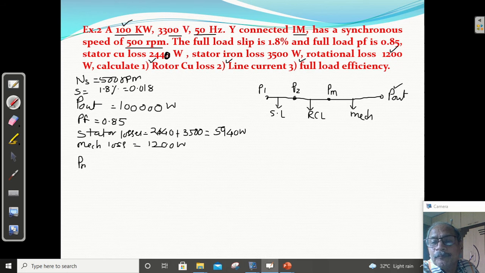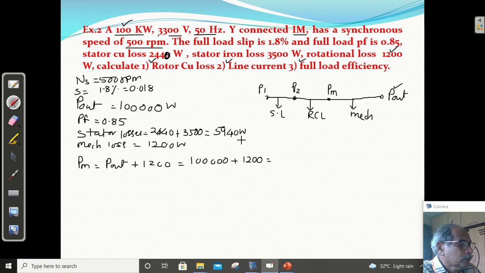What is PM? PM is equal to P out plus this loss. What is the loss? 1200. So 100 into this plus 1200. If you do the calculation, I am getting 101,200. So I got PM.